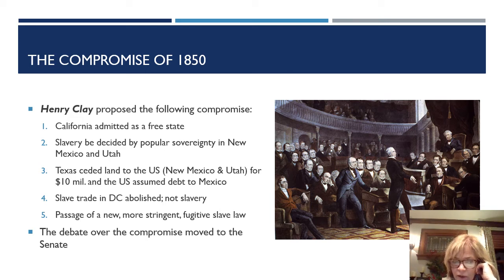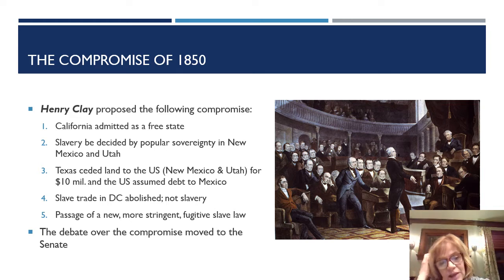Anyway, here's his plan. Let's admit California as a free state. Slavery will be decided by the two territories of New Mexico and Utah. Texas will give up that area in dispute between it and New Mexico in exchange for $10 million in claims against it by the Mexican government. Also, because so many people were upset that there was the slave trade in Washington, D.C., they said that slavery can continue there, but not the slave trade. So slaves can't be placed on an auction block and bought and sold.